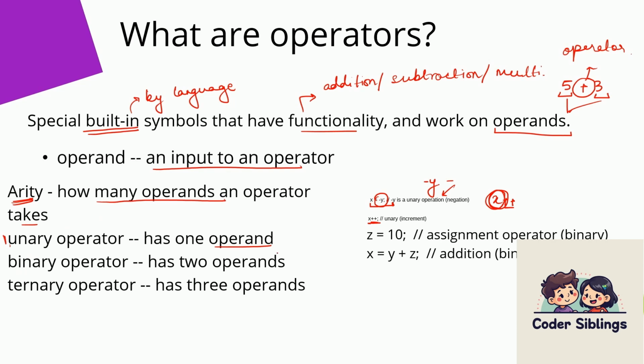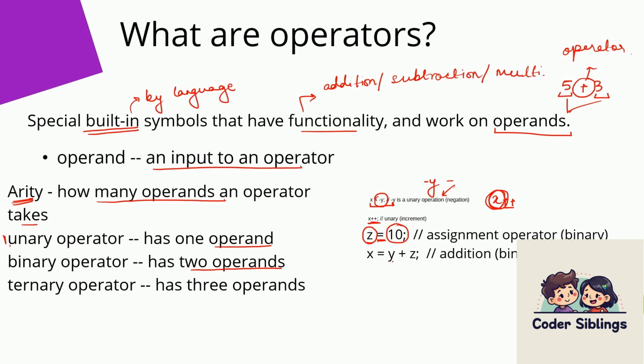Now a binary operator is something that has two operands. Say z equal to 10. So we have here two operands, z and 10. And this is our assignment operator or equals to operator as we call it.